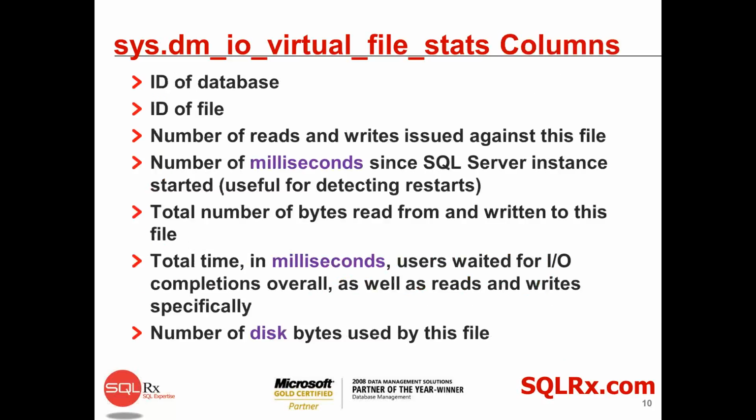The other information that you can get out of this is the ID of the database. Again, I talked earlier about reconciling these IDs. You get the database and file, but then also you get the number of reads and writes issued against that file, the number of milliseconds since it started, the total bytes read and written, total time, as well as read and write time specifically, and the number of disk bytes used by this file on disk. So it gives you a very complete picture.